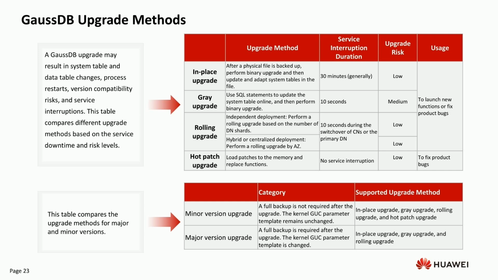After a minor version upgrade, a full backup is not required, and the kernel GUC parameter template remains unchanged. For minor version upgrade, you can use in-place upgrade, gray upgrade, rolling upgrade, and hot patch upgrade. After a major version upgrade, a full backup is required, and the kernel GUC parameter template is changed. Therefore, the major version upgrade does not support hot patch upgrade.